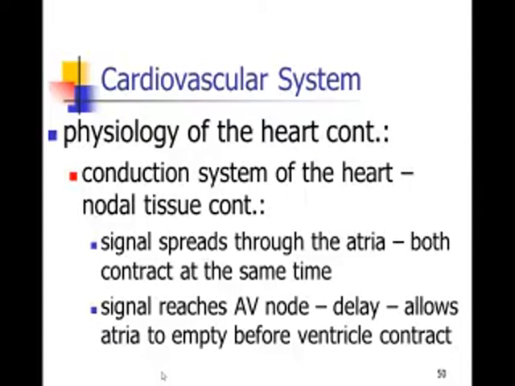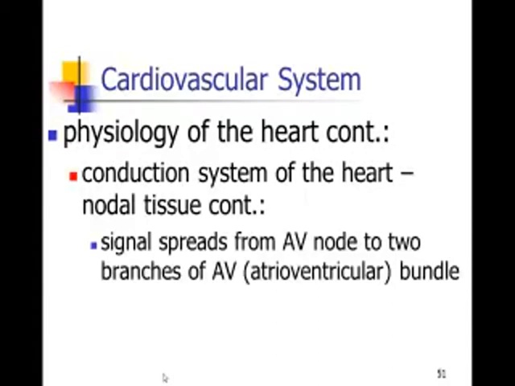The signal spreads from the atria toward the ventricles, and it's going to reach the AV node, atrioventricular node. As I mentioned, there's a delay, and this delay is important functionally because it allows the atria to empty their contents into the ventricle before the ventricle contracts.